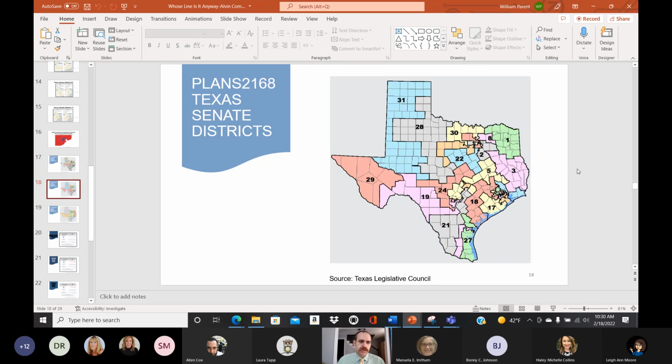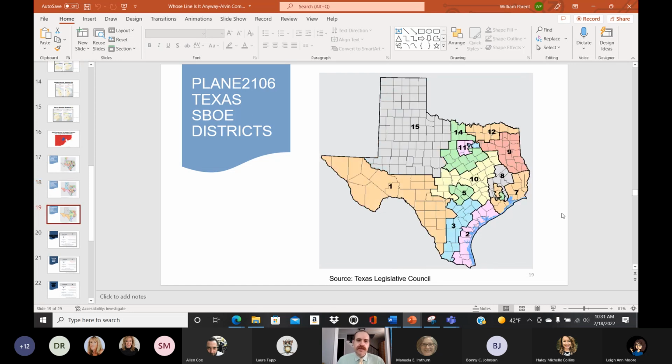This is Plan S2168, those 31 Texas Senate districts. This is always kind of important to point out, which is that Texas has more people who represent the state in the U.S. House of Representatives than it has state senators. State senators now represent around 1 million people.